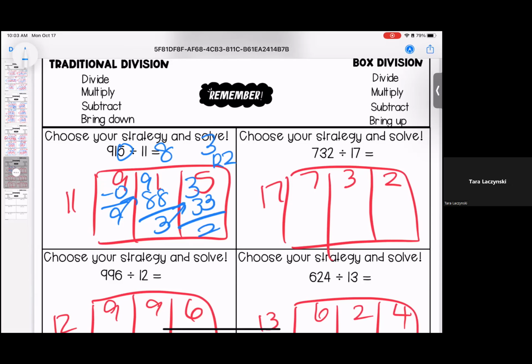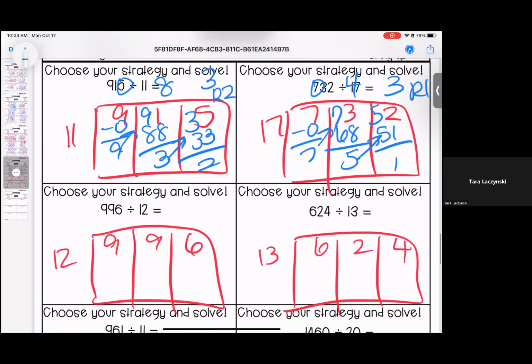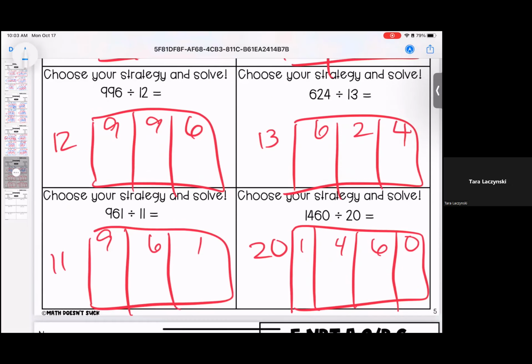Now I'm doing 732 divided by 17. 17 does not go into 7. But it does go into 73 4 times. 4 times 17 is 68. When I take that away from 73, I'm left with 5, which I bring next door. It's going to go in 3 more times because 17 times 3 is 51, 43, remainder of 1. 996 divided by 12.